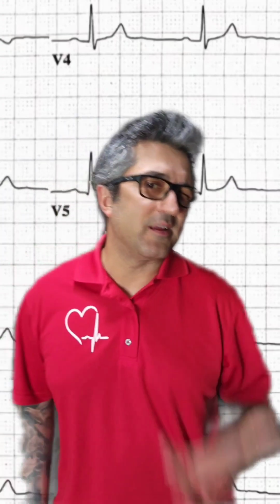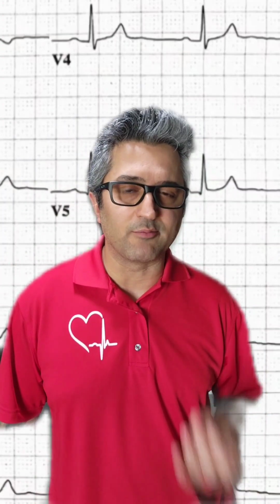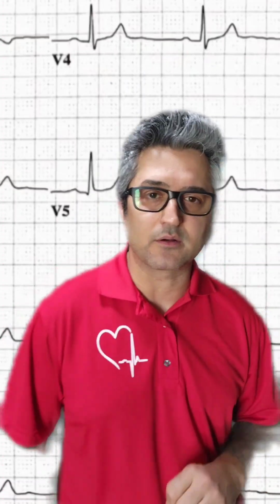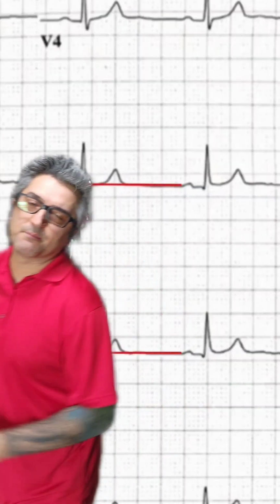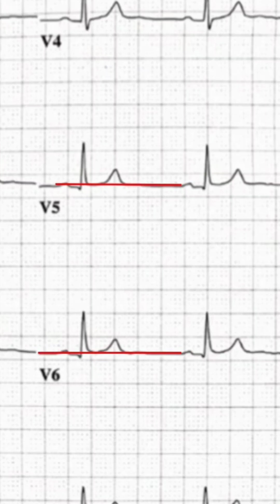But let's find our TP segment and find out if we truly have ST segment changes here. And once again, once we compare our ST segment and J point to the TP segment, we can see that there is no ST segment elevation here. And in fact, the ST segment and J point are isoelectric.